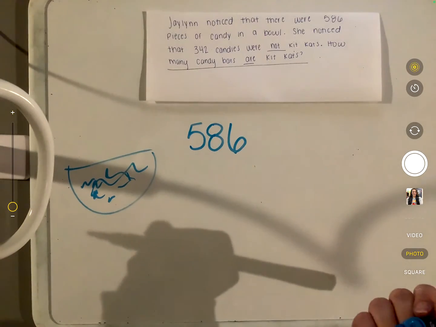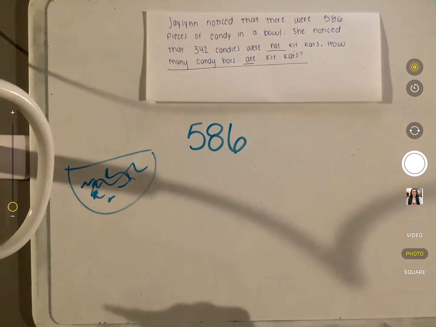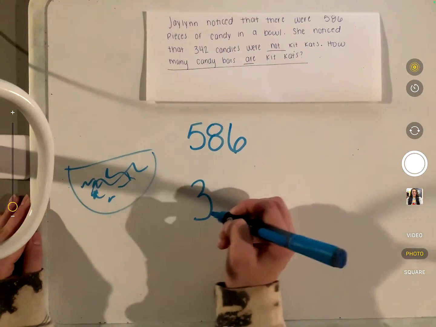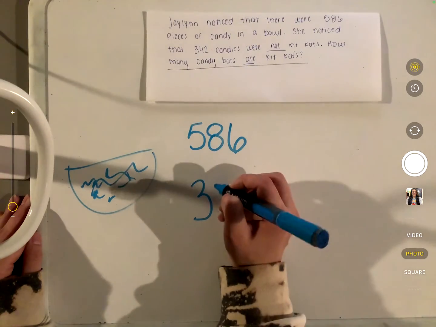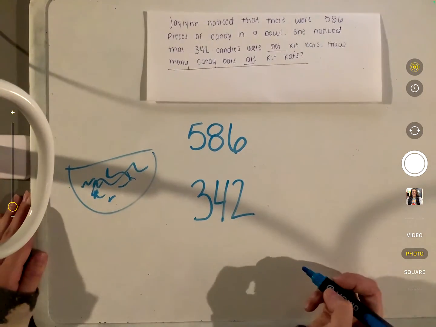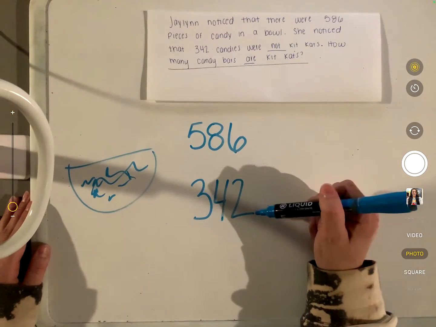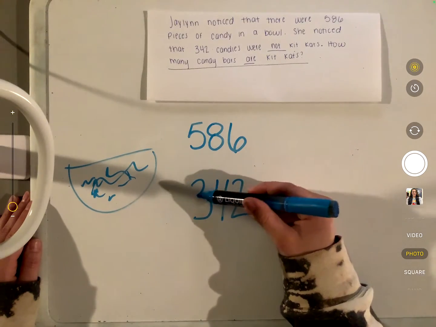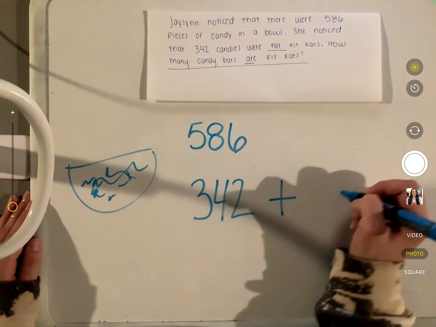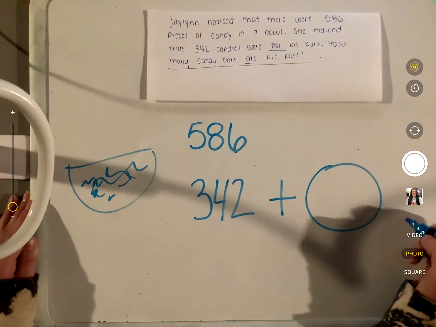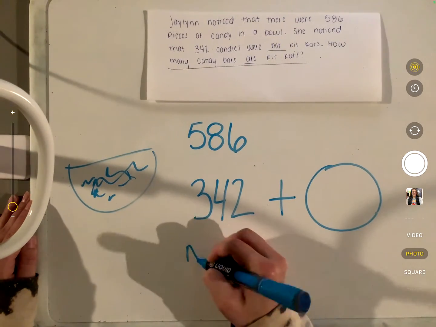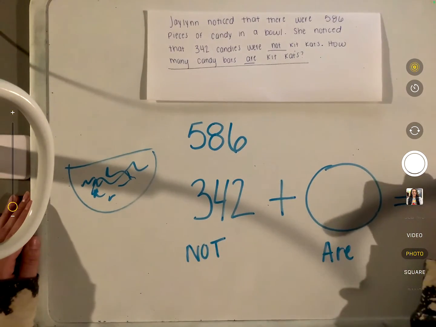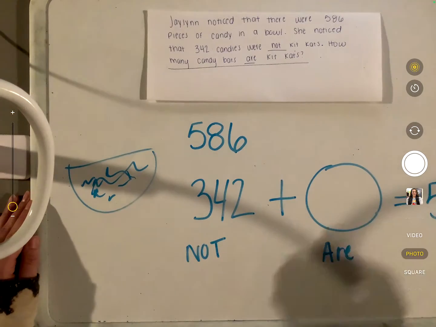Then she noticed that 342 of those candies were not Kit Kats. Okay, and she wants to know how many of them are Kit Kats. So if I think about it, this number plus however many candy bars are Kit Kats, because these are the ones that are not, and these are the ones that are, so this number plus this number should equal 586, right? Because that's how many candies are in the bowl.